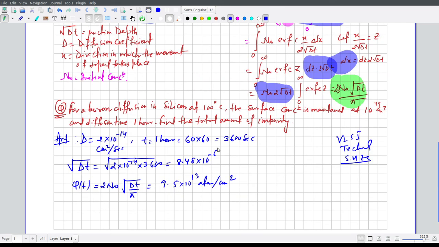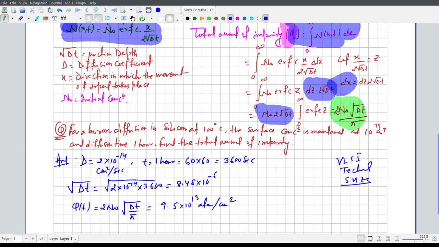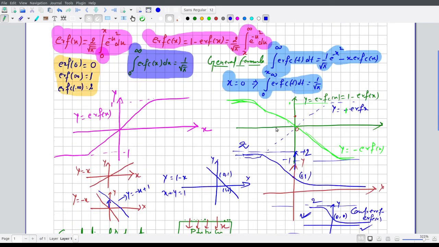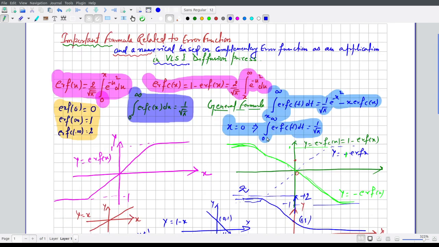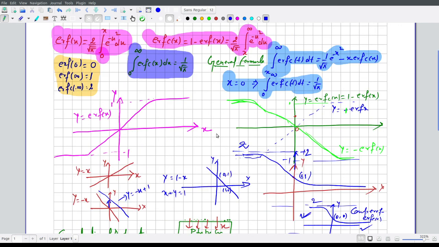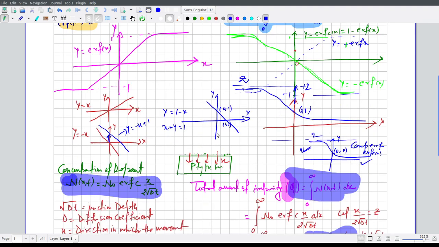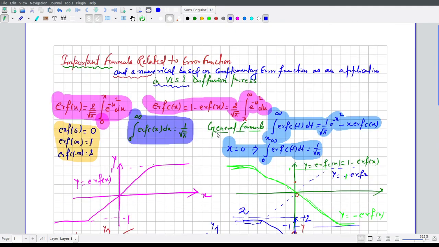We have already solved this one, so we are just using the formula. But the thing is, how to find the 0 to infinity integral of the complementary error function? That is 1 by root pi, and it comes from this formula. If you want more details, you can go to my earlier video lecture on the complementary error function and error function basics. So it will be clear.